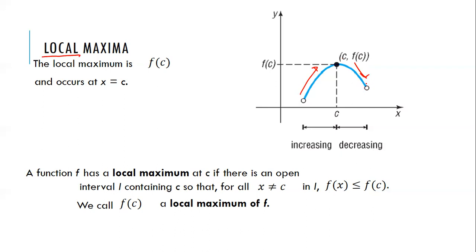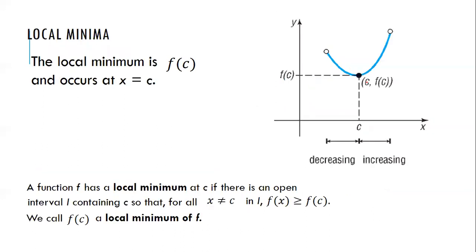Anyone want to take a stab at what happens with a local minimum? The lowest point. So the local minimum is f of C, and that's because we decrease and then we do what? We increase.